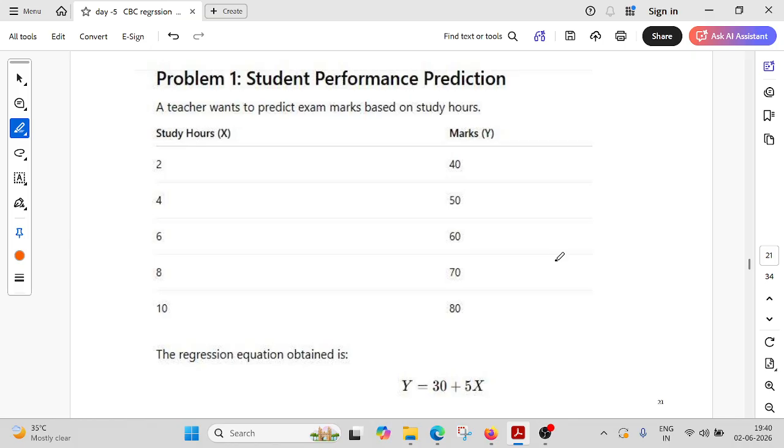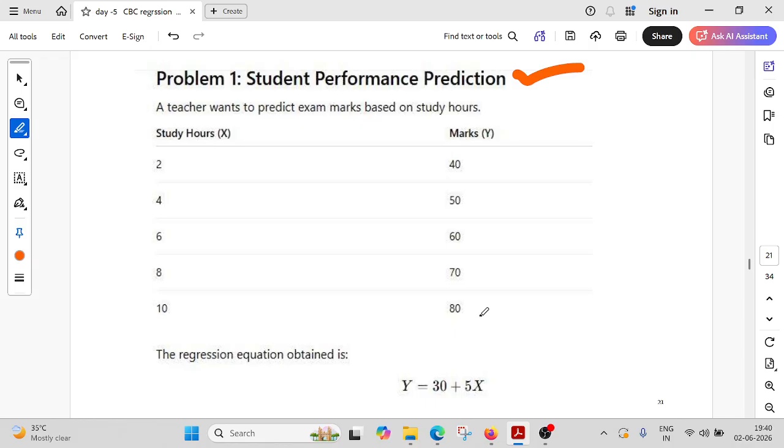The first model. What's the first problem I have taken? Student performance prediction graph. A teacher wants to predict exam marks based on study hours. So this is the data set. My intention here is that in the data set we have study hours, and the maximum marks also.